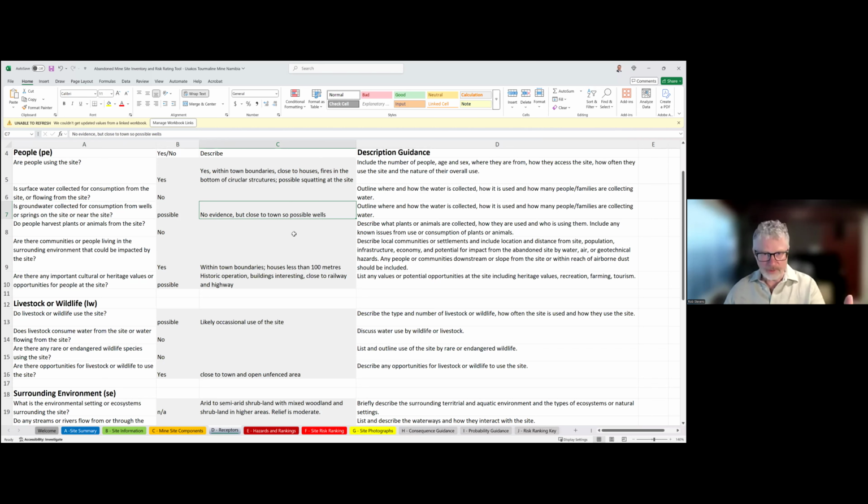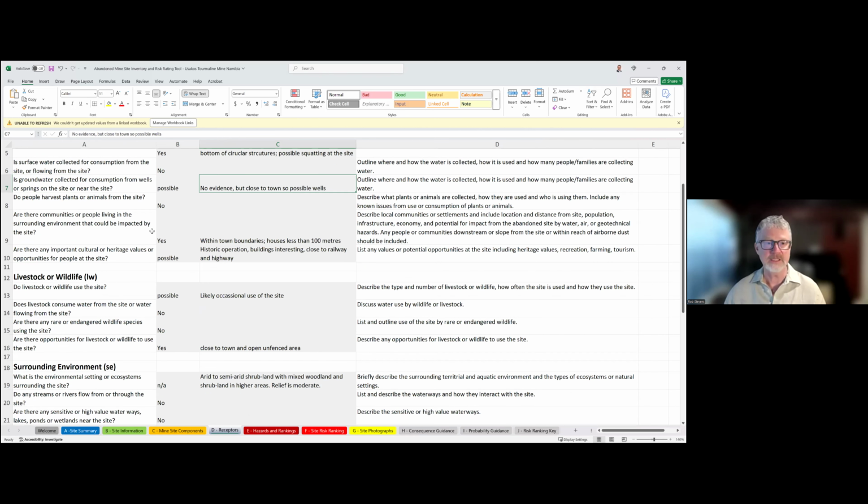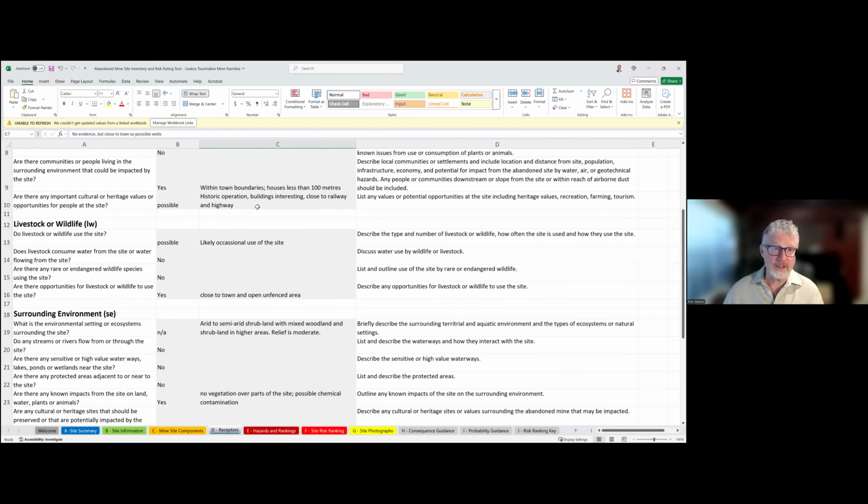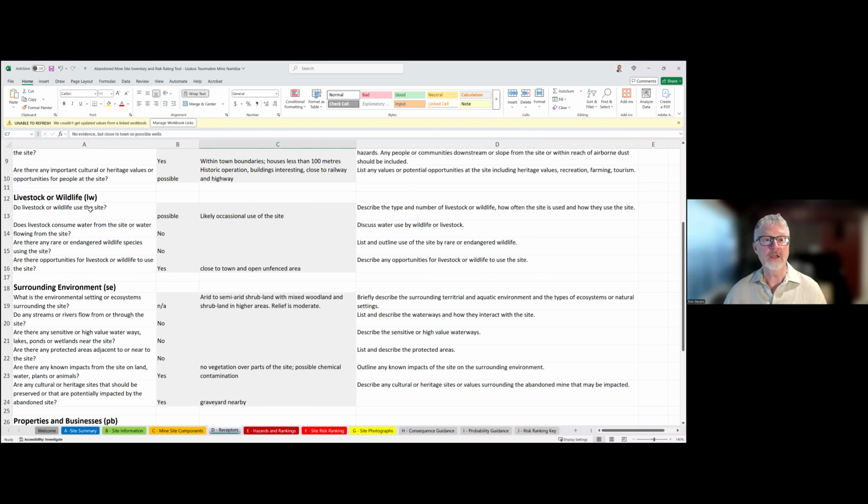So we would go through these questions and answer as many as we could, wherever there was a yes question. Then let's say we go here now to livestock and wildlife. Do livestock or wildlife use the site? We said possible. There really wasn't evidence of livestock or wildlife using the site, but we expected that it is likely that they are probably using that site. Particularly, it's not fenced or anything, and it is adjacent to a town.